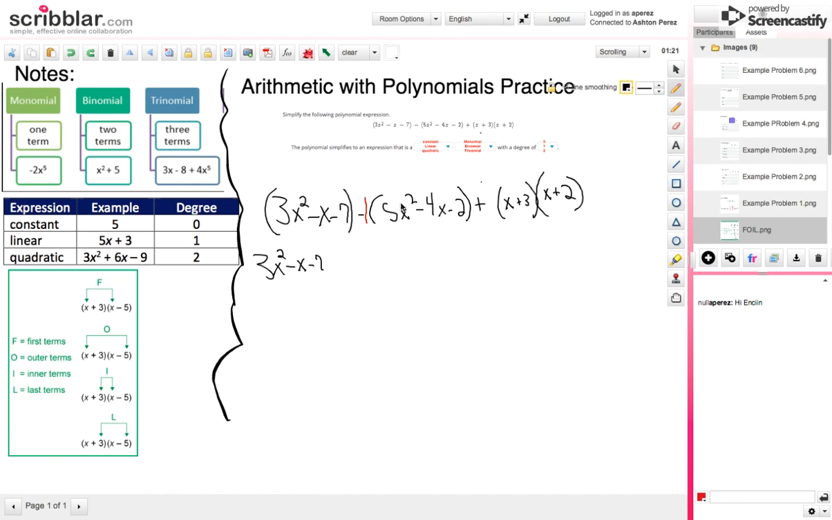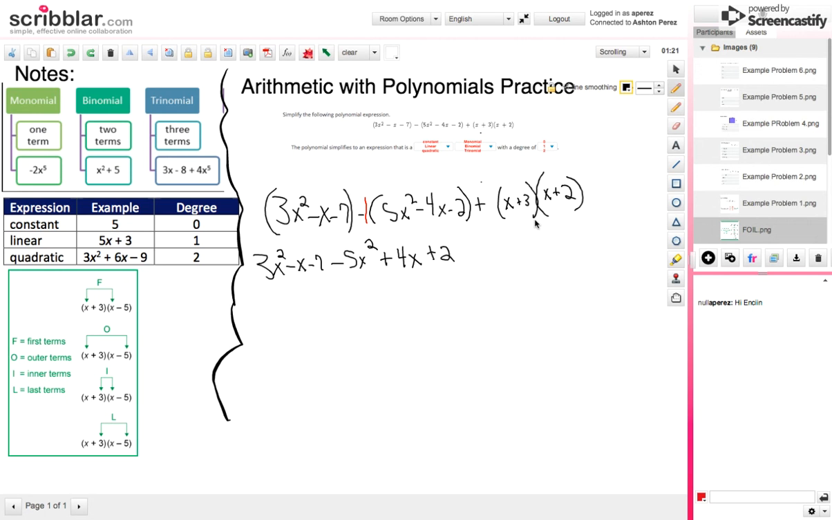Since this is a positive 5x squared, this is now going to become a negative 5x squared, because negative 1 times 5 is negative 5. Since this is a negative 4x, we're going to change that to a positive 4x. Since this is a negative 2, we're going to change that to a positive 2. So again, if there's no number out here, just a negative sign, you can put an invisible 1 right there and then multiply your negative 1 out, which essentially just changes the sign of everything on the inside of the parentheses.